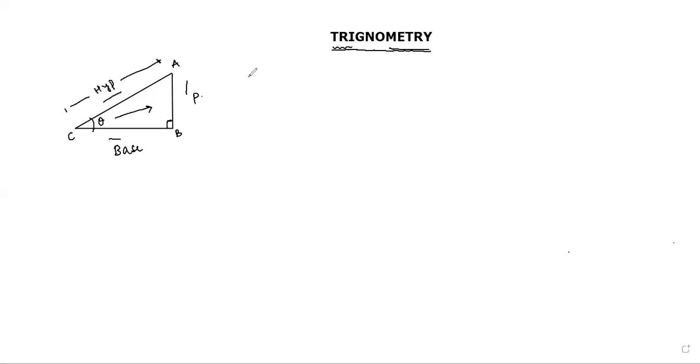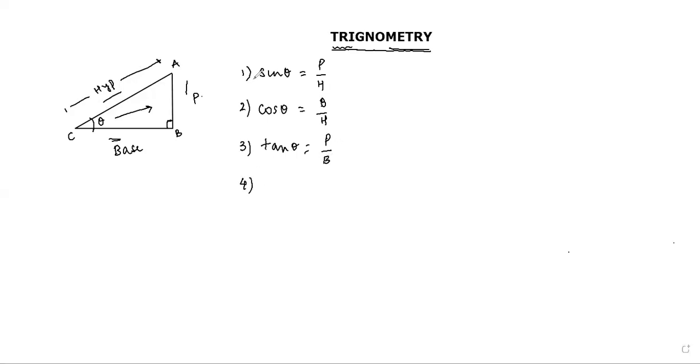In trigonometry, the most important things are the 6 trigonometric ratios. And what are these 6 trigonometric ratios? Number one is sine theta. Sine theta is perpendicular upon hypotenuse. Second is cos theta. Cos theta is base upon hypotenuse. Where is the base? Base is this. Hypotenuse is this. So this is cos theta. What is third? Tan theta. Tan theta is perpendicular upon base.